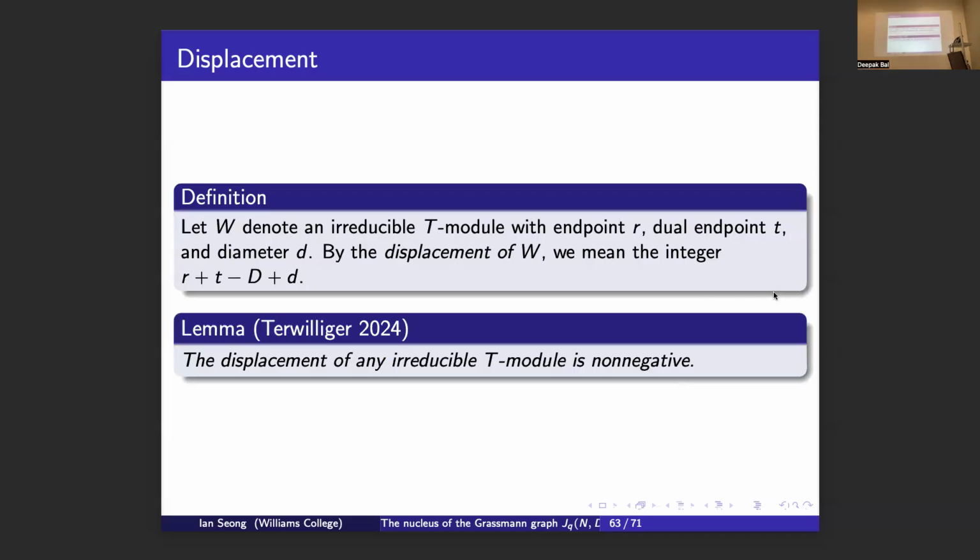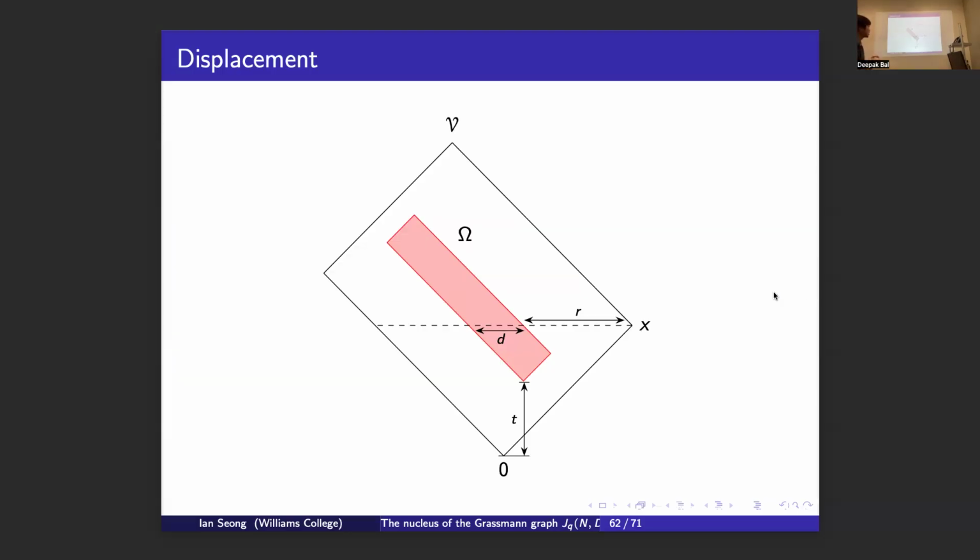Okay, now here's the definition. By a displacement of an irreducible T module W, we mean the integer r plus t minus capital D plus d. Going back to the diagram, basically we're looking at this value t minus this quantity here on the left. And one lemma is that the displacement is always non-negative.